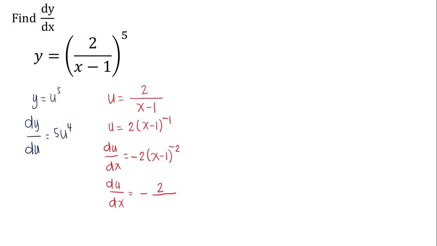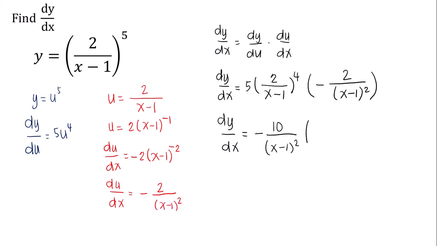Then simplify dy/dx. Since this is raised to the fourth power, we're going to raise both the numerator and denominator to the fourth power. So this will now be 5 times negative 2, that will be negative 10, all over (x minus 1) squared, then times 2 to the power of 4. That would be 16, since 2 times 2 is 4, times 2 is 8, times 2 is 16. And then raise x minus 1 to the power of 4 also.